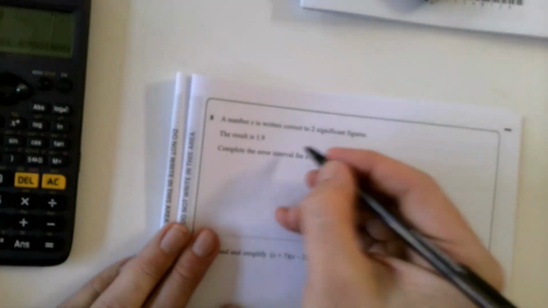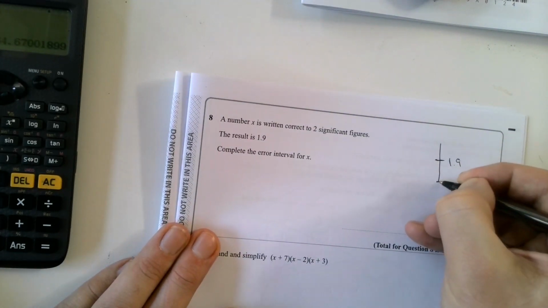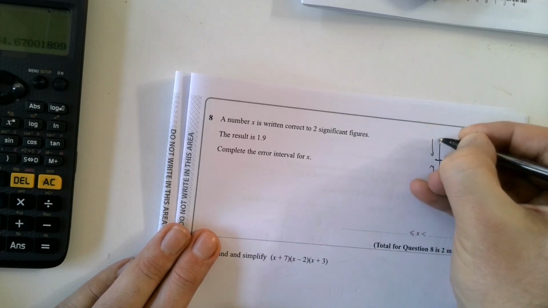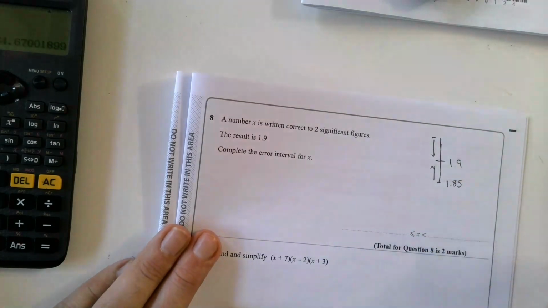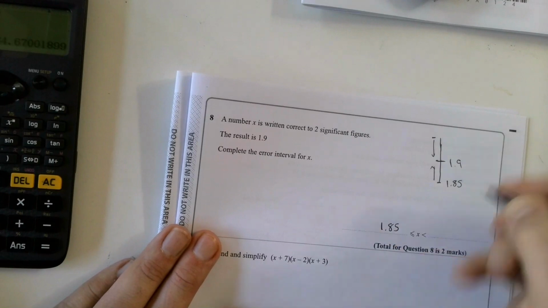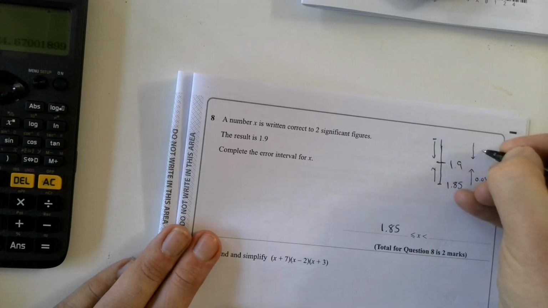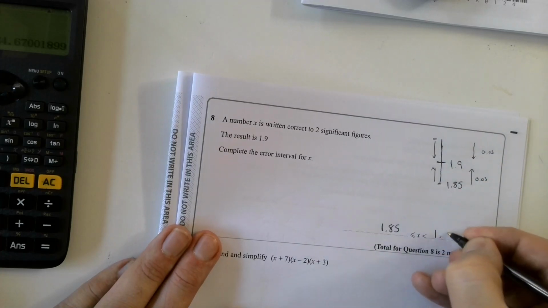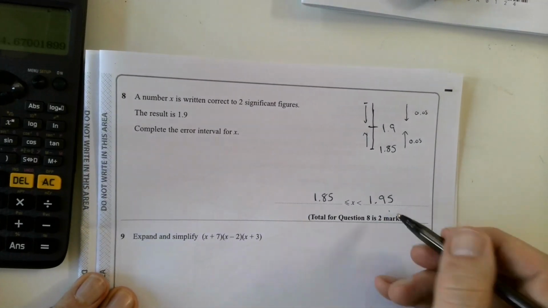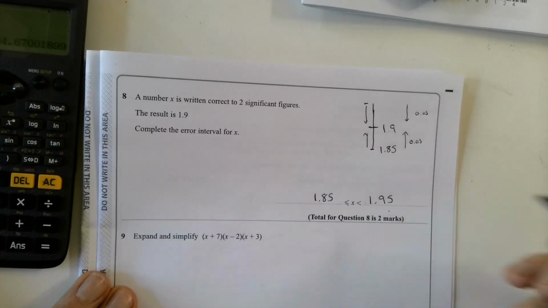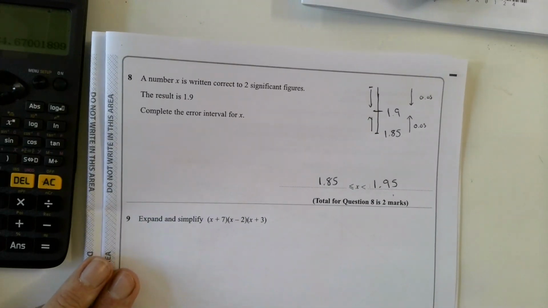Question 8. So it's rounded to 1.9. So imagine my number line. Here's 1.9. I've got a number that rounds up to it, and I've got a number that rounds down to it. So the smallest value that rounds up to 1.9 will be 1.85. Okay, and that distance there is 0.05. And I'm going to need to go the same distance up, so 0.05. So it can get as close to 1.95 as possible, but it cannot equal it. So that's why we've got this inequality symbol. Greater than or equal to 1.85, less than 1.95.